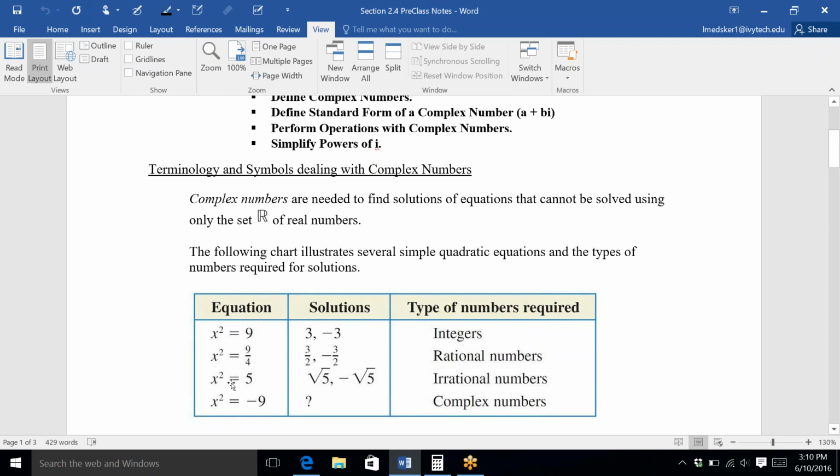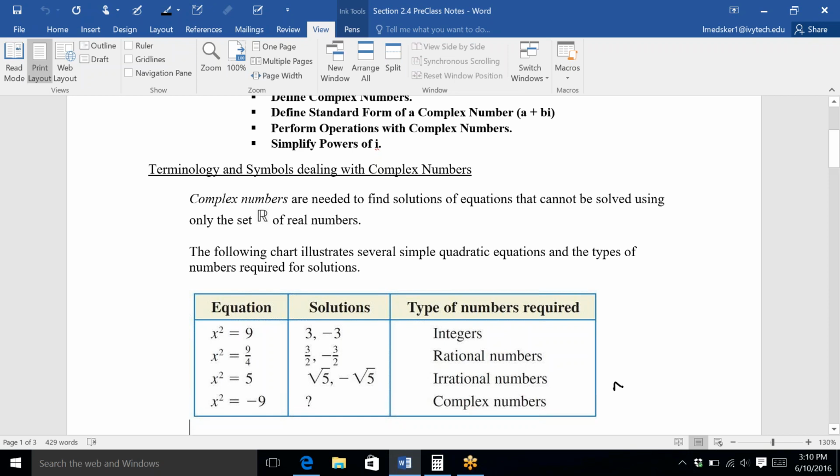Up to this point, we've never been able to solve x squared equals negative 9 because when you go to take a square root, you would get a negative under your radical. And in real numbers, that doesn't exist. So we now have a new number that we're going to talk about and define.